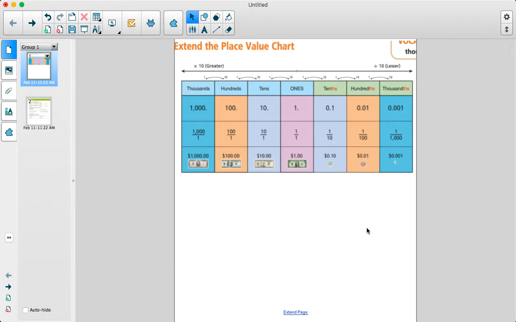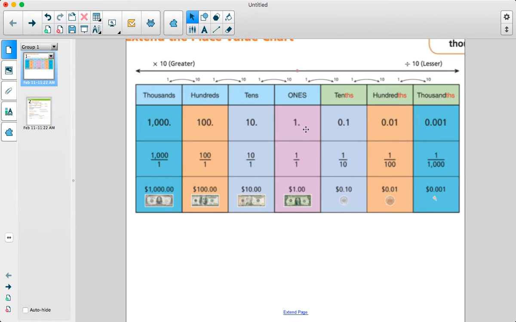This is Mrs. Naslin, and today we're going to be introducing the thousandths place. So we're starting off with this extended place value chart. I want you to notice, as in a normal place value chart, we've got our ones, our tens, our hundreds, our thousands going this direction. Then you see the little decimal right there, okay? And now we're going this way.